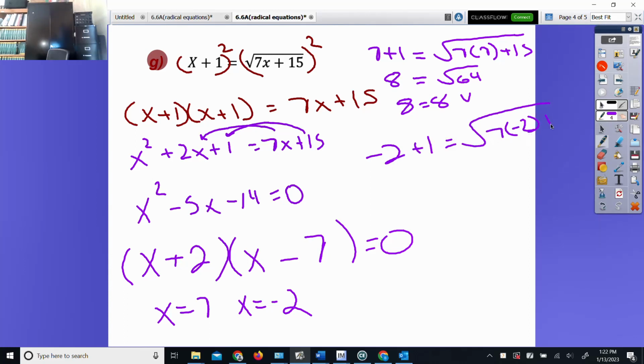There's your plug-in line. The sum of negative 2 and 1. On the right-hand side, you end up with the root of 1. And what is the root of 1? True or false? False. That means that guy is extraneous.